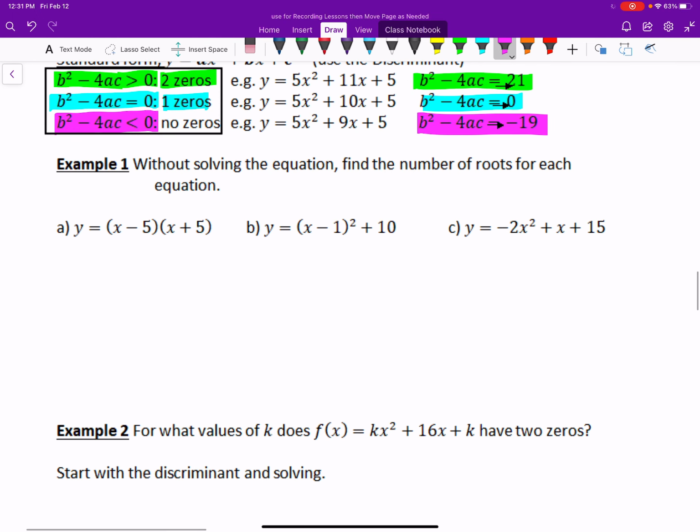So without solving, we want to find the number of roots for each one of these questions. So in A part, it's in factored form, and we've got two different factors. Since they're different factors, there's going to be two zeros. In B part, it's in vertex form, so I'm looking at a and k. K is positive. A is also positive, which means that the vertex is above the x-axis, but it's opening upwards, so it's never going to cross the x-axis, so there's no zeros.